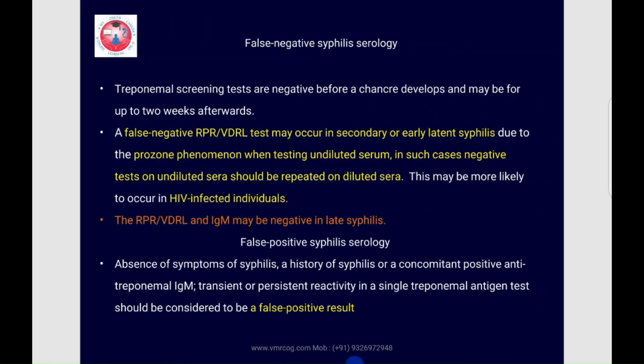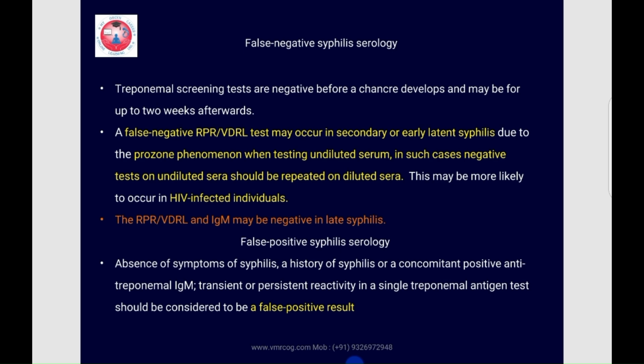Okay. So let's see about false negative syphilis serology and false positive syphilis serology. When are we likely to get a false negative result? That means there is disease but the test is negative. Treponemal screening tests are negative before the chancre develops and maybe up to 2 weeks afterwards. That is why, if there is a lesion and your dark field microscopy is negative, or PCR is negative, we will repeat after 2 weeks, because the treponemal screening test may remain negative before the chancre develops and up to 2 weeks afterwards. So we have to repeat the test.